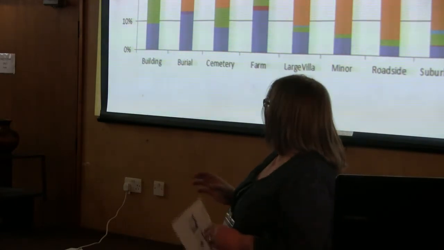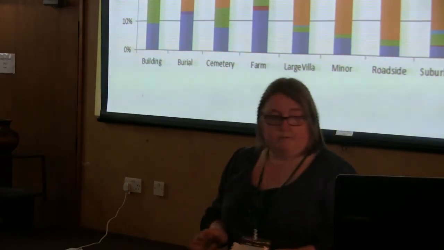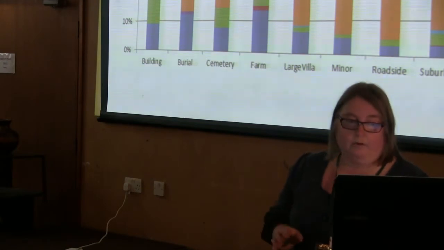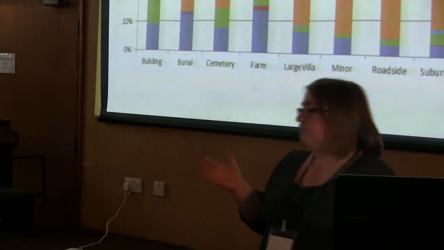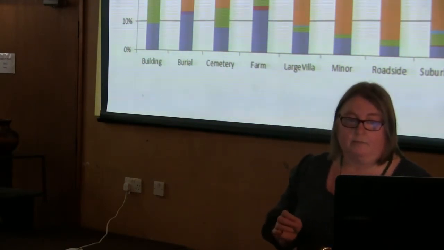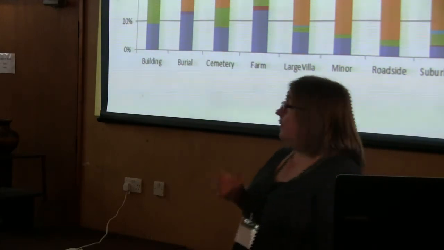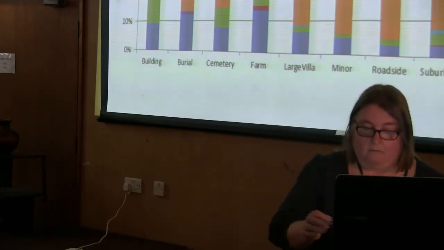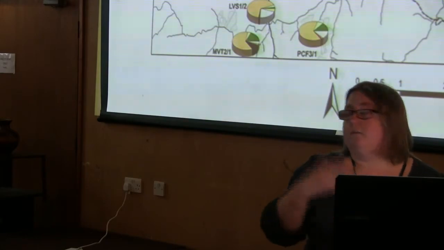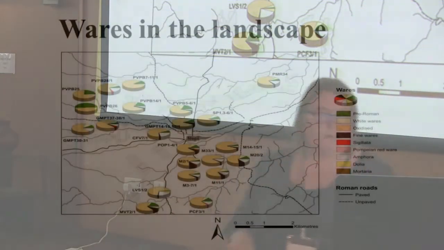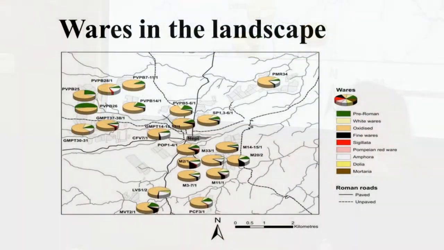Mortaria is very rare, extremely rare, and found only in urban contexts, where you can suggest there was some military presence, and dolia were only found on farms. So you can use wares as a kind of tool to decide the function of your site.